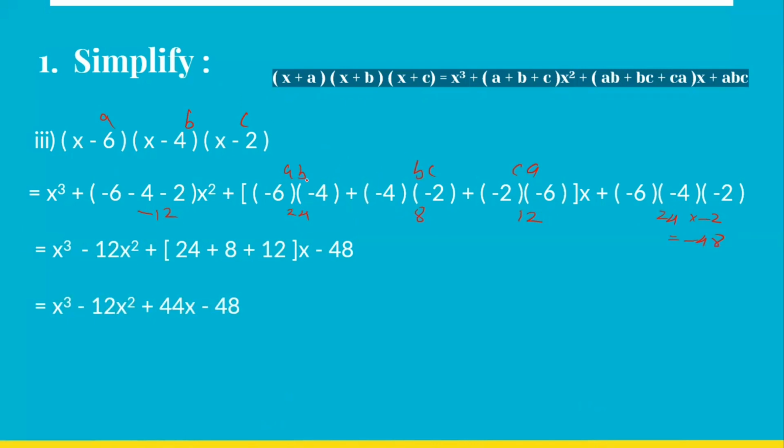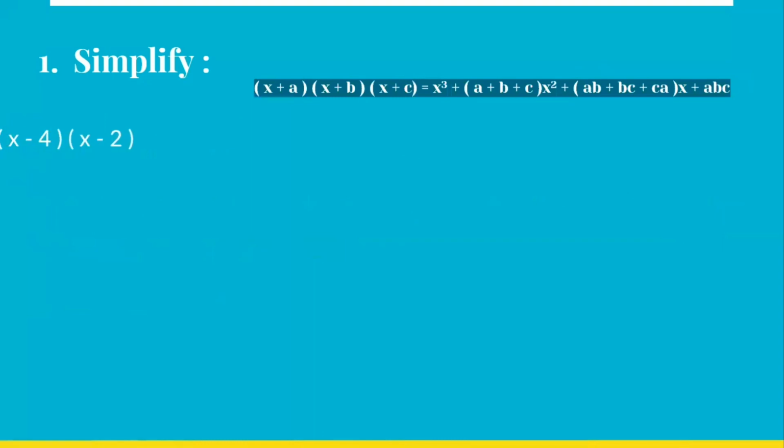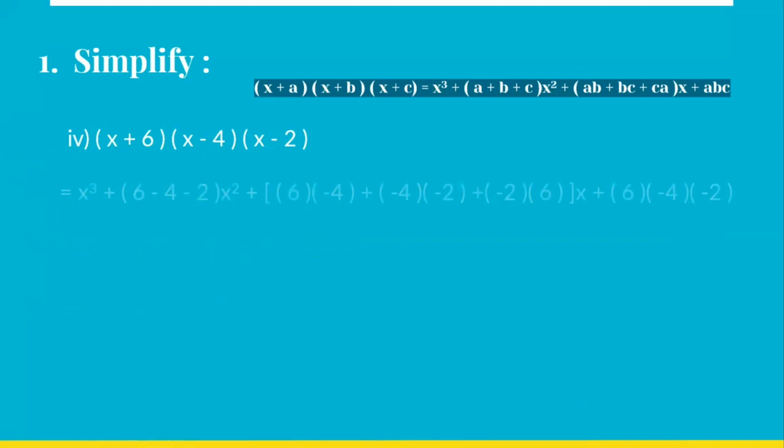Now the last question of the first part, I would like you to pause the video and do it yourself. Come on. So x plus 6 multiplied by x minus 4 multiplied by x minus 2. Yes, come on, do it yourself. Okay, check the answer. Put the value of a plus b plus c. 6 minus 4 minus 2 is going to be 0. So this term itself is going to be 0.